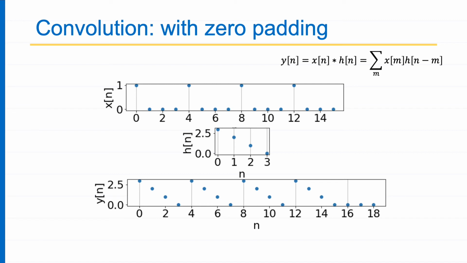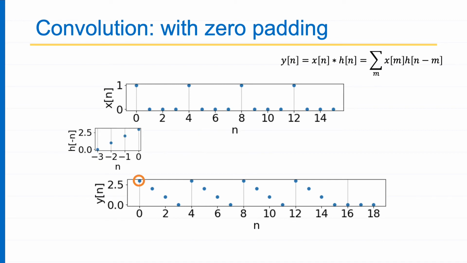Now I want to compute y of n, which is basically x of n convolved with h of n. How will I do it? I can put in the formula, but what is the graphical understanding of doing that? Let's look at this animation. Now let's look at y of 0. y of 0 means n is equal to 0.